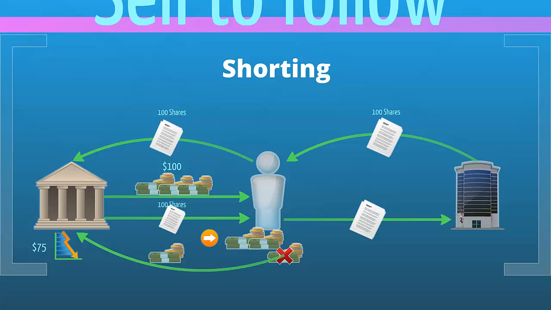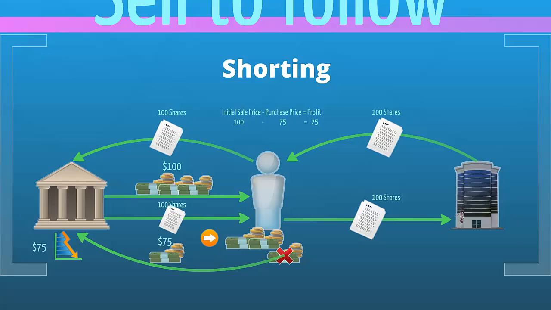Now, we currently don't own any shares, so we have to buy 100 shares in order to repay our broker. So we buy 100 shares at the new market price of $75. Now, we still owe the broker 100 shares, so we fulfill that debt with the 100 shares we just bought at $75. In this example, ignoring fees, we have made $25 a share. The difference between what we received for selling the stock initially, $100, and how much we had to pay to repurchase the stock to return it to our broker, $75.